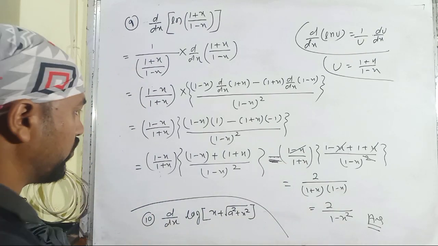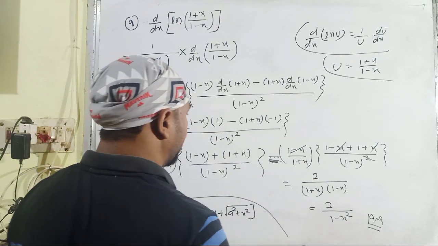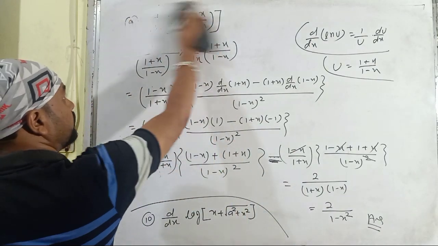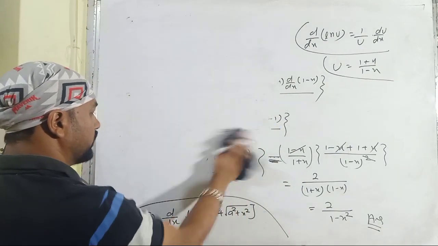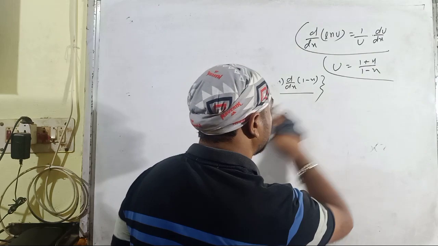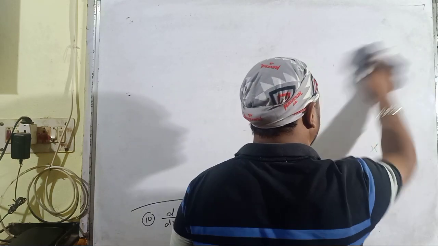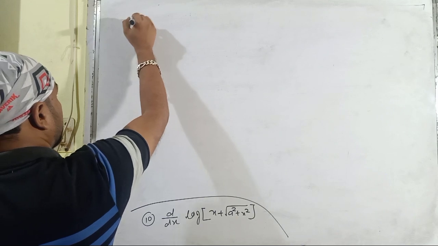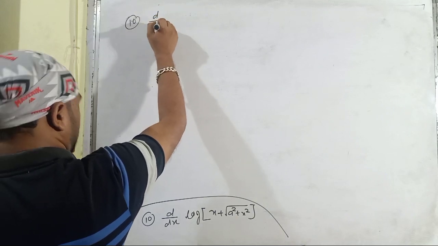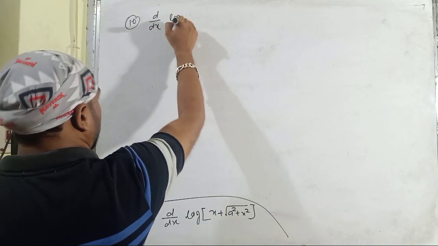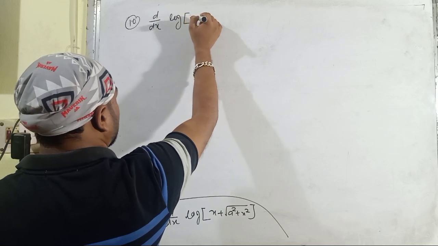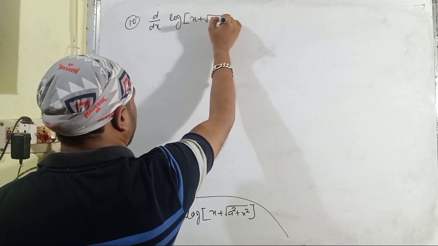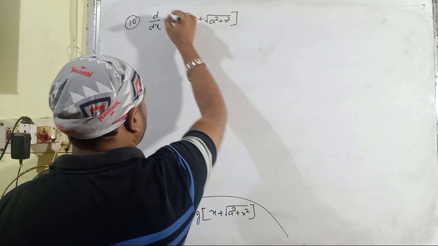Then moving towards the problem number 10 here. Differentiation of log of x plus square root of a square plus x square.